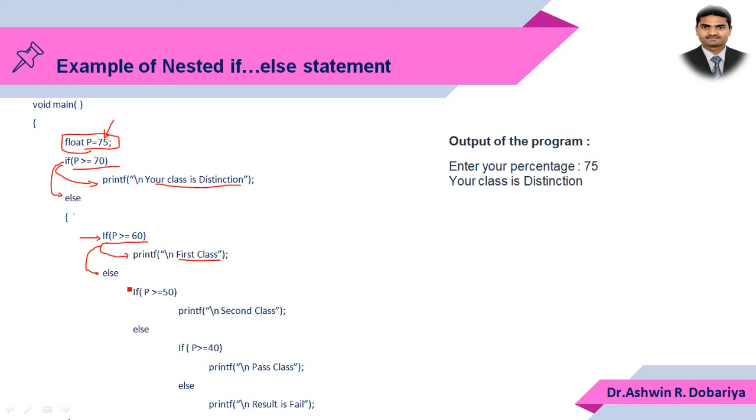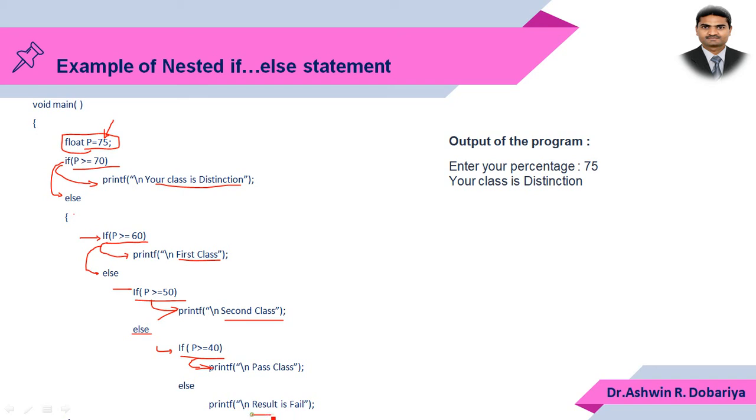Again inside the else it will check another condition. If it is less than 60, then whether it is greater than 50. If it is greater than 50, then it will say that this is the second class. But suppose the percentage is not greater than 50, again it will come to the else part. Inside the else it will check another condition, whether percentage is greater than 40. If greater than 40, then we can say it is a pass class.